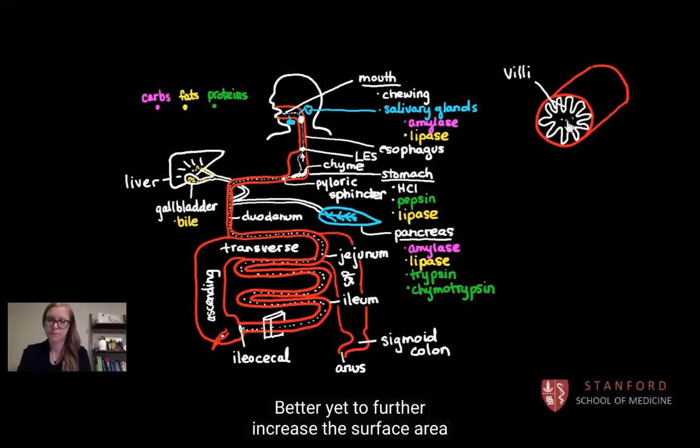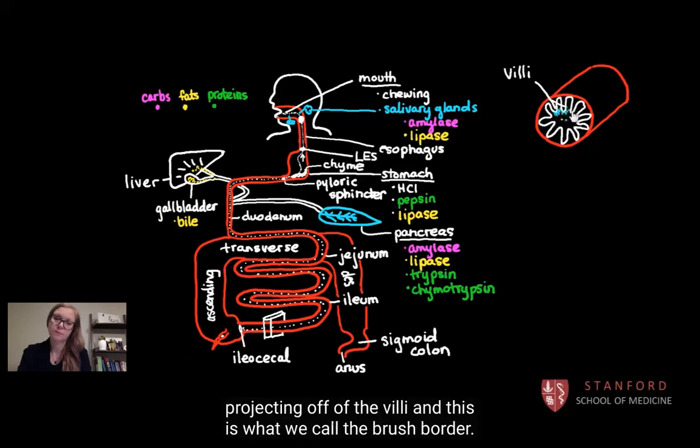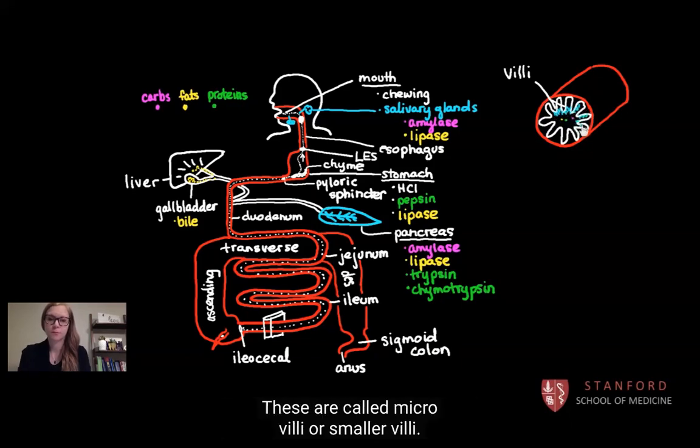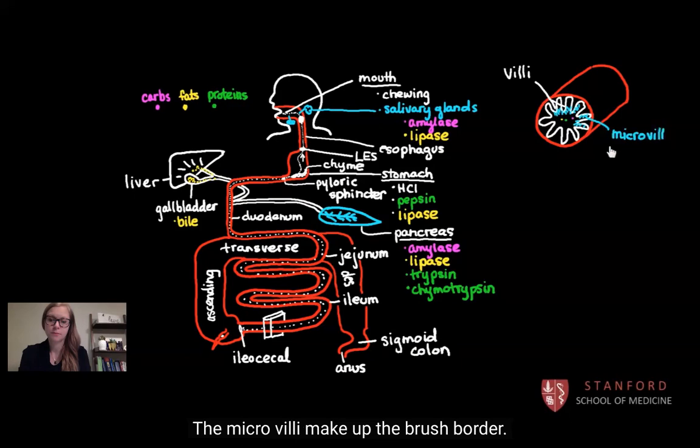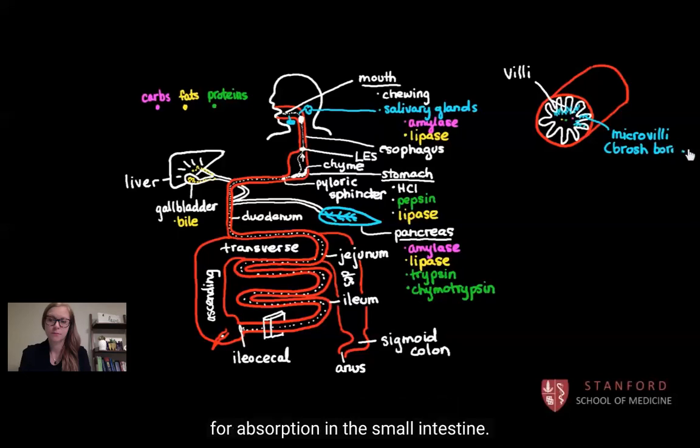And better yet, to further increase the surface area, there are these small, hair-like projections projecting off of the villi. And this is what we call the brush border. These are called microvilli, or smaller villi, and the microvilli make up the brush border. And what that does is it further increases the surface area for absorption in the small intestine.